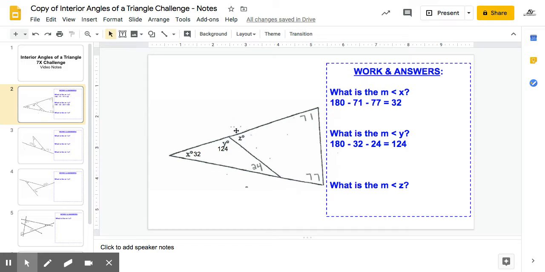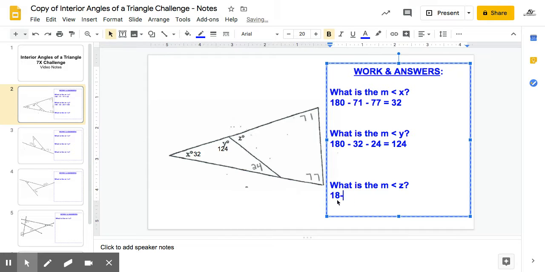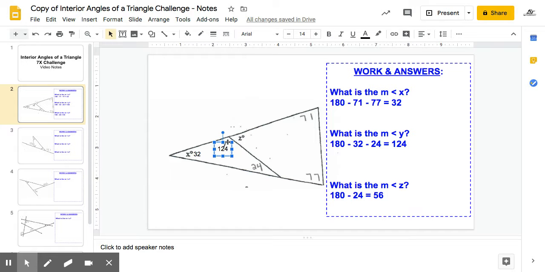Okay, we know supplementary angles have to add to be 180 degrees. So I know that this angle is already equal to 124 degrees. I can find the measure of angle Z by simply subtracting 180 minus 124, which equals 56. Okay, so the measure of angle Z, I'll fill it in here, is 56 degrees.